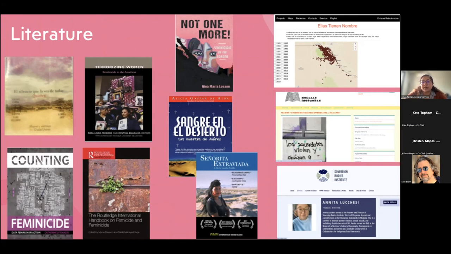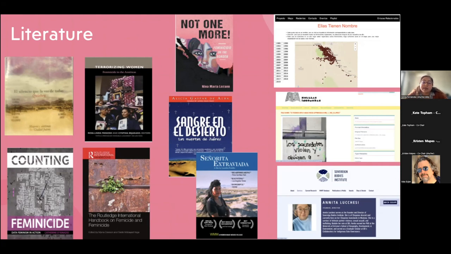In the latter part, we see some of the digital projects that show us different approaches and different objectives of compiling this data and making it public for different reasons, such as Ecos, Ellas Tienen Nombre, which is a cartography mapping feminicides from Ciudad Juárez, missing the data from the US side, for instance.